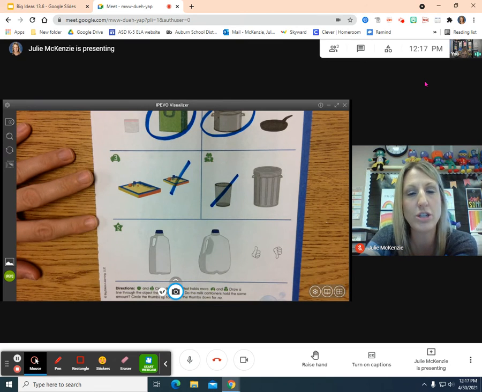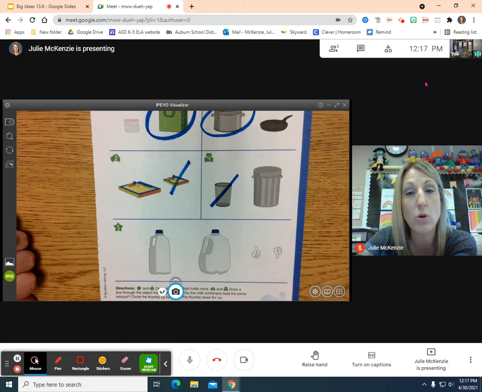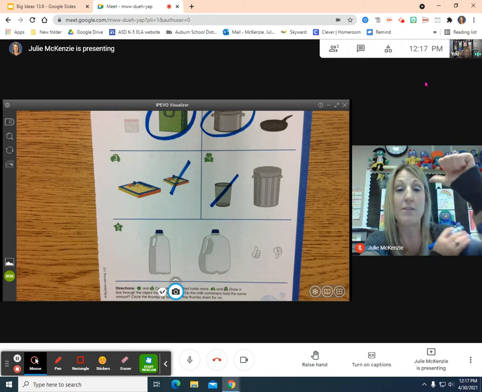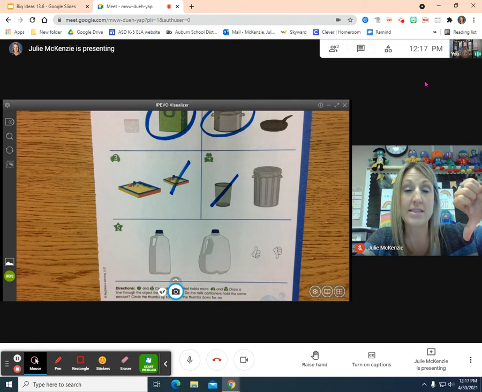Here's my question. Do the milk containers hold the same amount as each other? If you think they do, that's a thumbs up. If you think they do not, that's a thumbs down. What do you think? Do the milk jugs hold the same amount as each other?